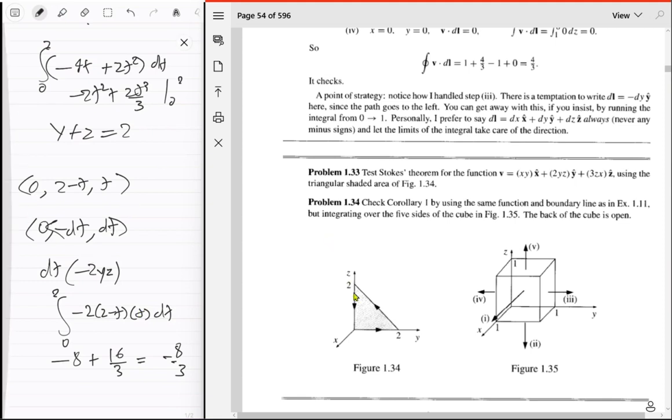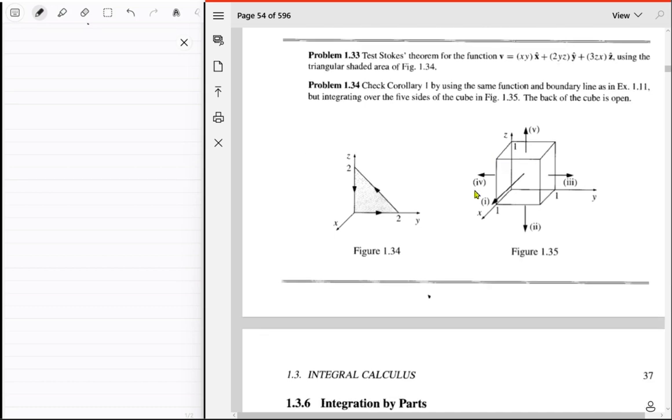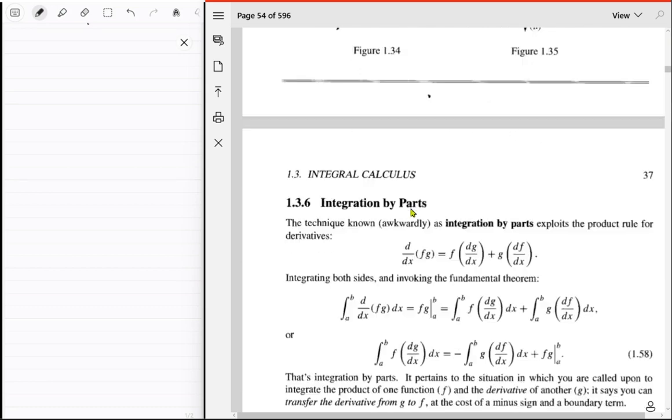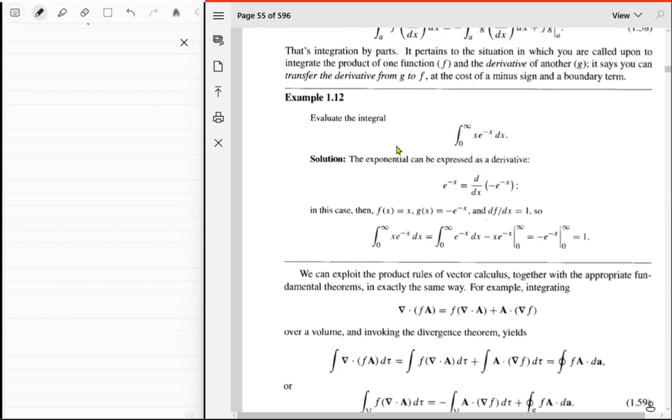Cool. Okay, next. Just another check of this kind of problem. Additional parts. I know this technique. Next, evaluate this integral from 0 to infinity of x e to the power negative x dx.